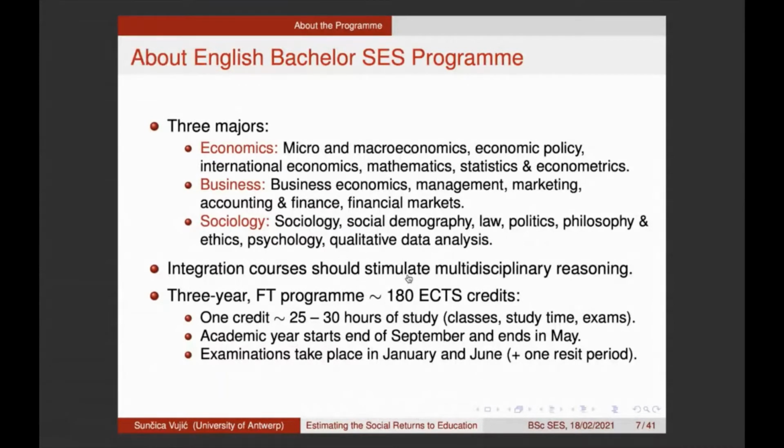So if you ask yourself, what are these three majors? What type of courses am I going to encounter in these three majors? I give you here a flavor of some of the courses which are taught within these three programs. Economics has topics like micro and macroeconomics. I know that some of you might have attended the introductory or trial lessons of my colleagues who could introduce you to these topics. Then economic policy, international economics, and very importantly, all these courses rely on solid knowledge of mathematics and statistics.